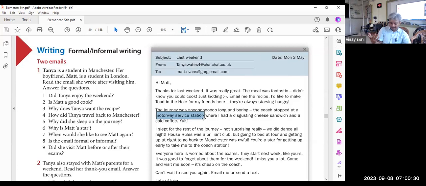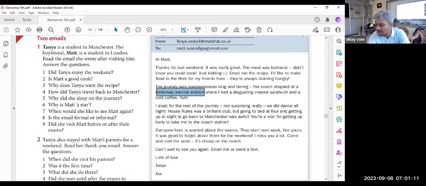Now, what does it mean? When your expression is like this, yuck, oh no, oh, so dirty, it means you are disgusted. And that thing that is making you feel this way, that thing is disgusting. I had a disgusting cheese sandwich. So did she like that cheese sandwich? She didn't like that cheese sandwich. I had a disgusting cheese sandwich and a cold coffee. She didn't like that. It was disgusting. You can describe a lot of situations as disgusting.